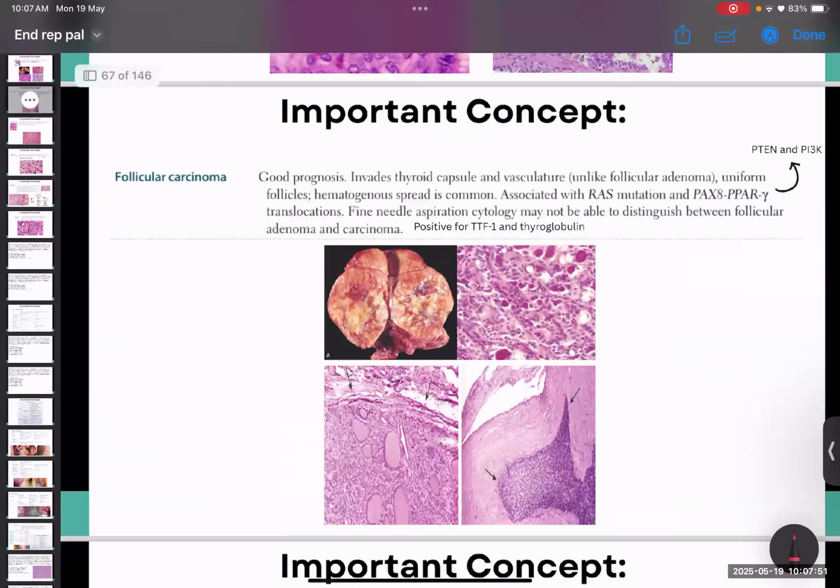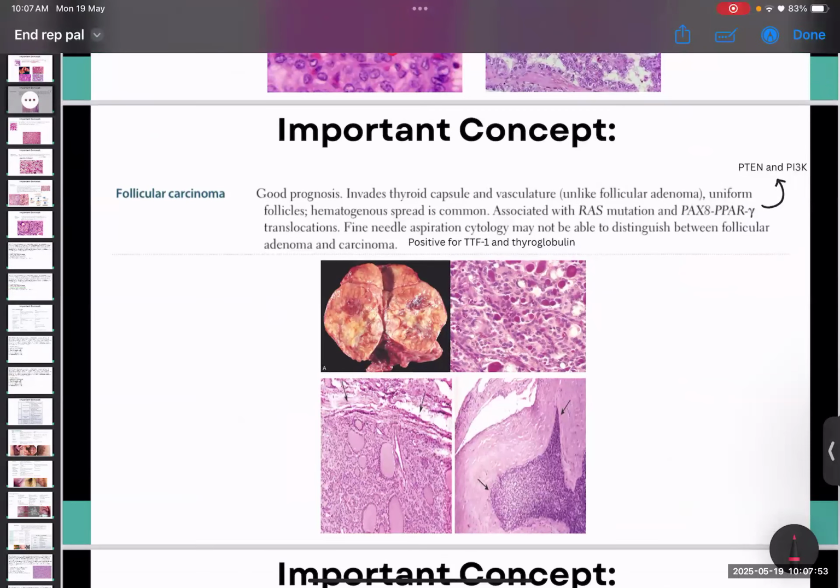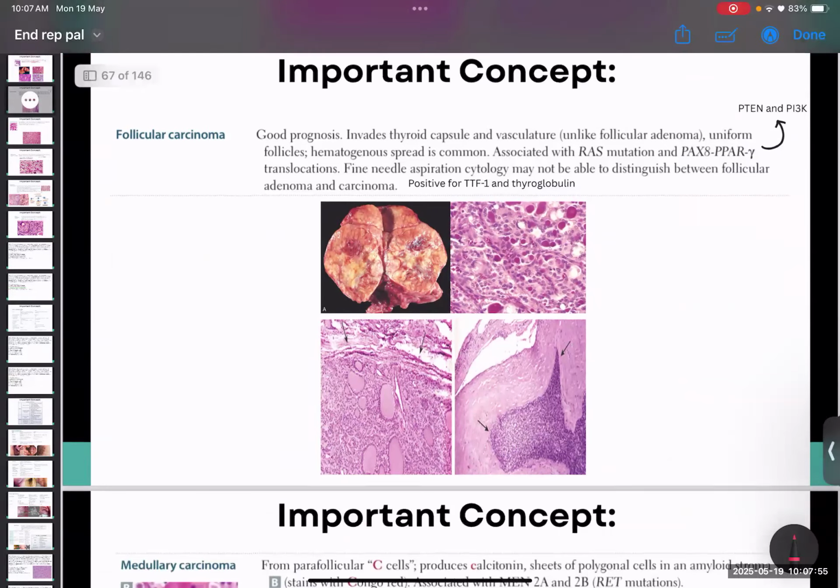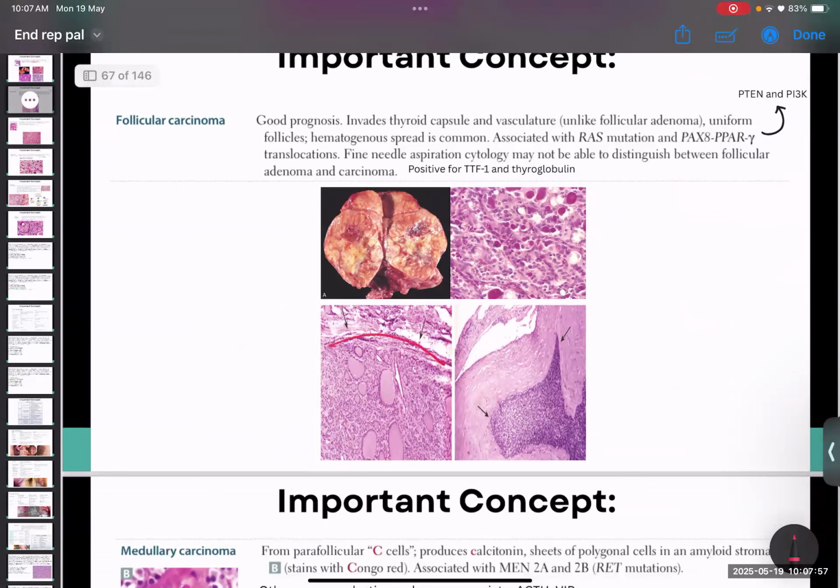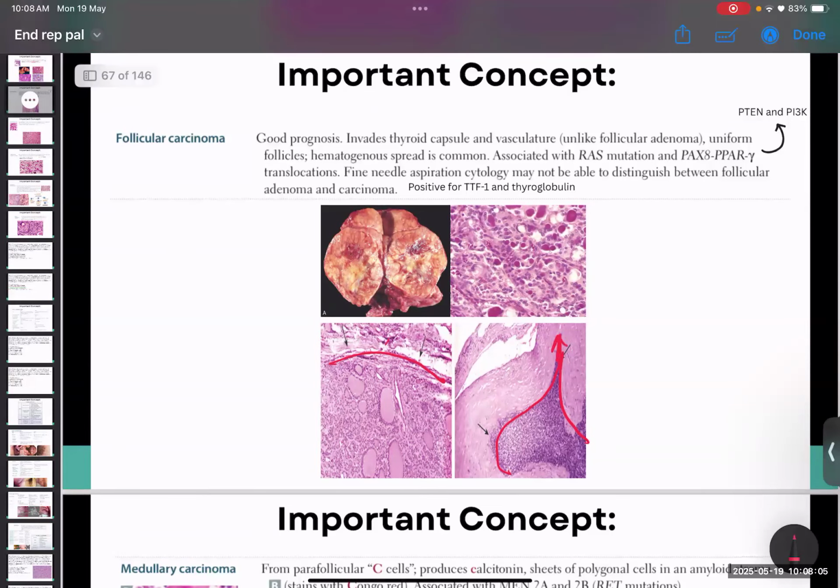Moving on to follicular carcinoma, which is going to be very much similar to your adenomas, like I said. So this is an adenoma, this is a thyroid capsule, it doesn't go out. However, here, as you can see, this is already invading the capsule, so this does go out. So that's how you will be able to tell that this is a follicular carcinoma rather than an adenoma.